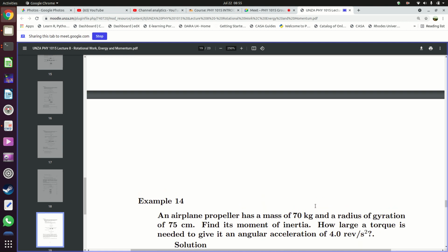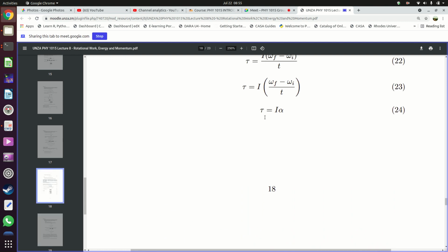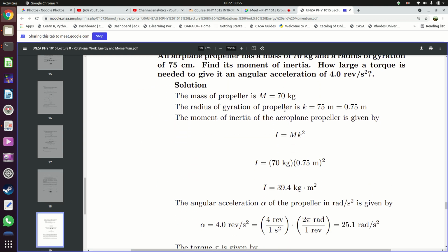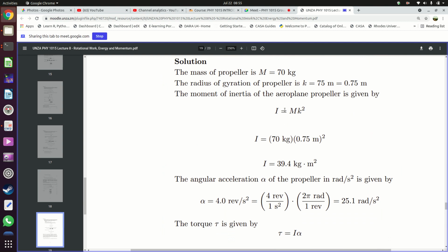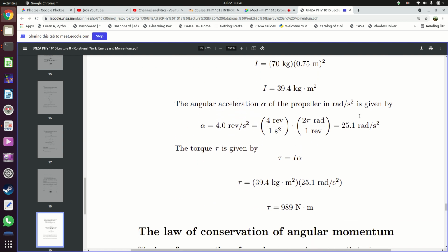We're trying to use this relationship here. We're trying to find torque. We have moment of inertia. We have got angular acceleration given in revolutions per second squared. So we change our acceleration, 4 revolutions per second squared. We want to change our acceleration into radians per second squared.